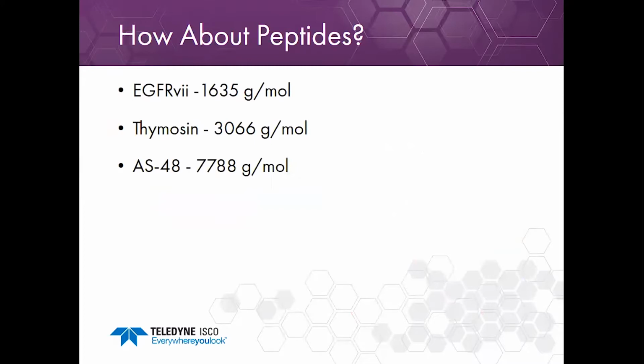What about peptides? So what we run over here are EGFR at 1,635 grams per mole, thymosin at about double the molecular weight, and our friend AS48, where the molecular weight is doubled once again.